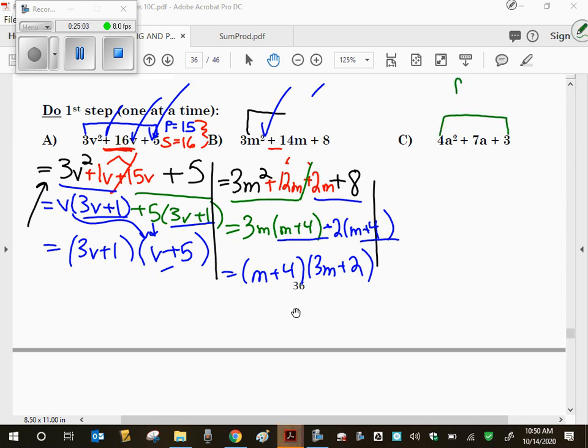Okay, so this one, you need two numbers that multiply to 12 and add to 7. Oh, they're staring at you right in the face. 3a and 4a. 30 seconds to change this question into a grouping question, to create 4 terms out of 3. Go, go, go, go.